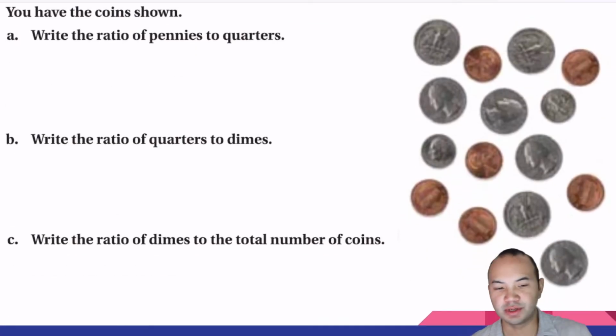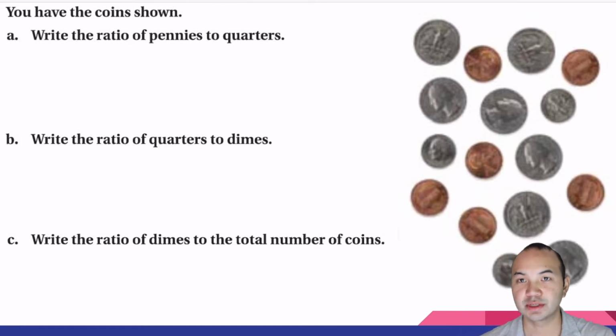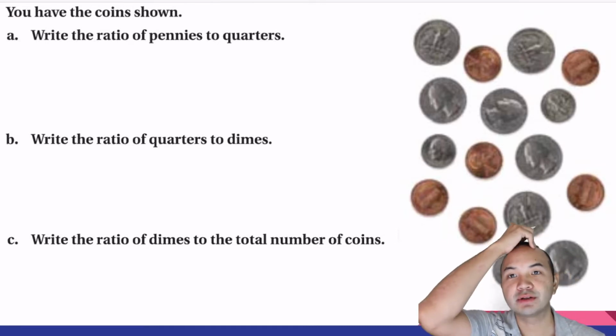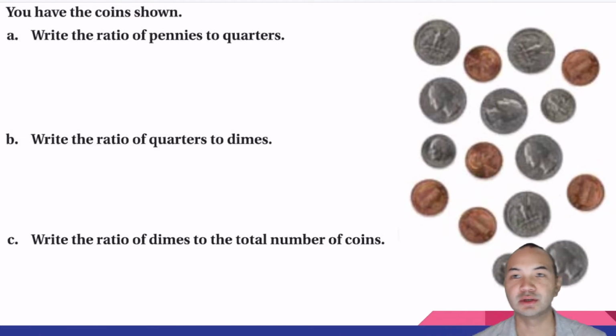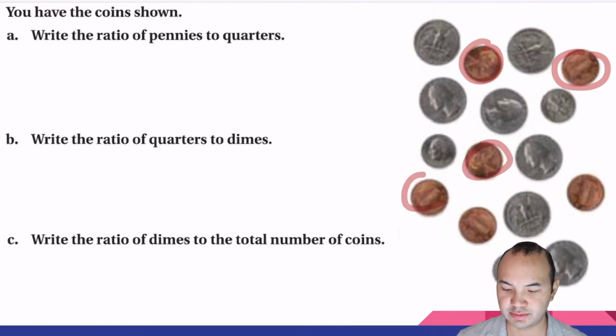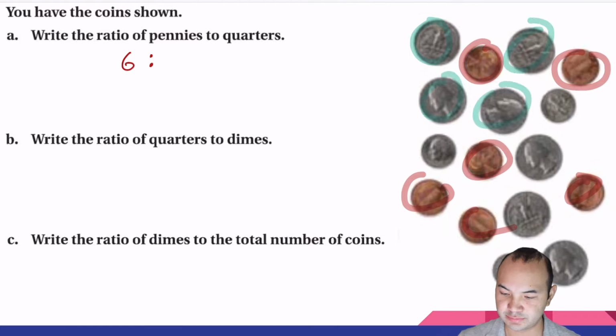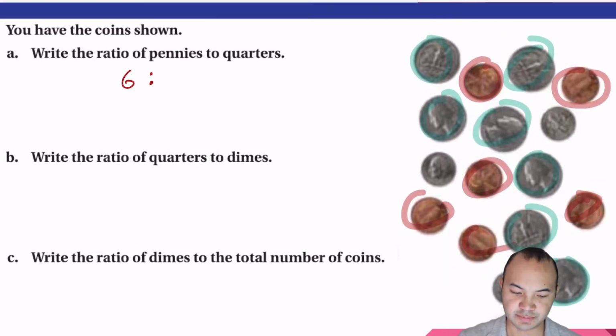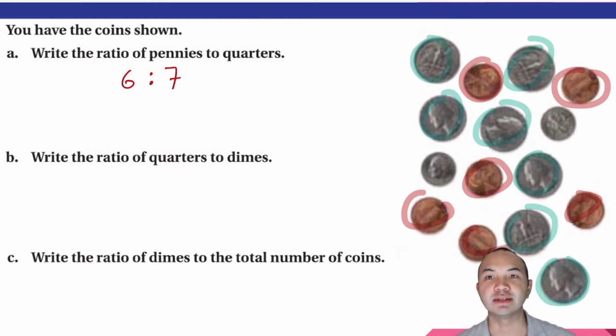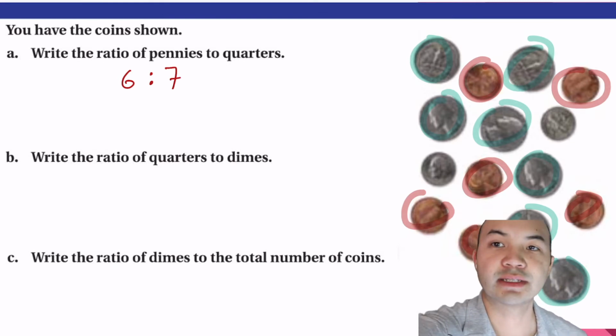You have the coins shown, right? The ratio of pennies to quarters. Again, the order matters. So it's pennies to quarters. How many pennies do you have? 1, 2, 3, 4, 5, 6. So you have 6 pennies, to. The word "to" is going to be the colon. How many quarters do you have? 1, 2, 3, 4, 5, 6, 7. 7 quarters. So the ratio of pennies to quarters is 6 to 7. That's how you would write that, 6 to 7.